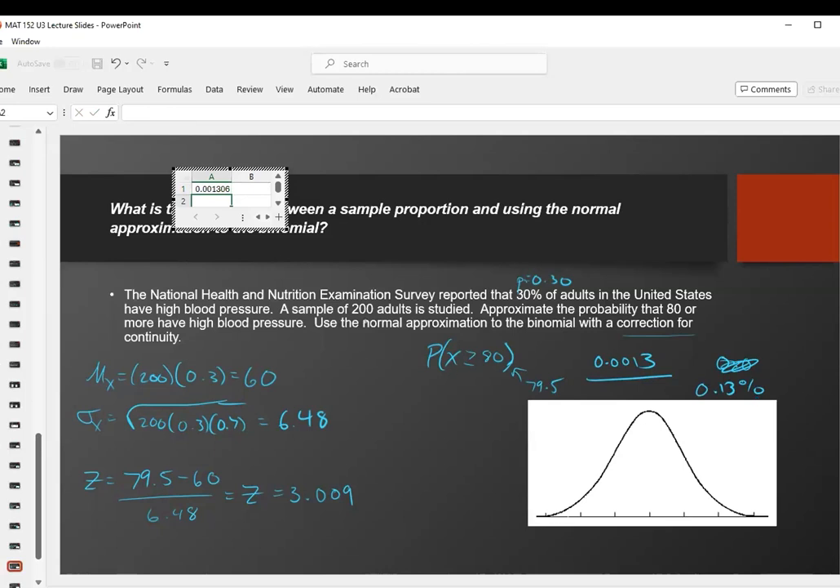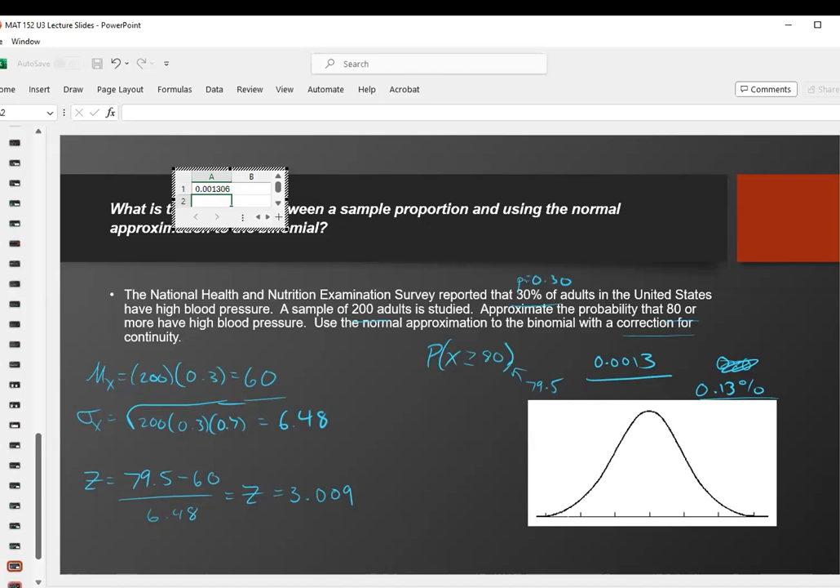right? If you sample 200 adults and 30% of them have high blood pressure. That's essentially 20 extra. That's a pretty big jump, right?